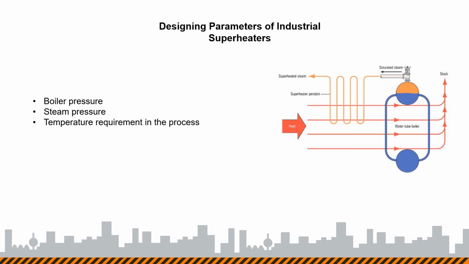The designing parameters of an industrial superheater. Three important parameters for designing an industrial superheater are the boiler pressure, the steam pressure, and lastly the temperature requirement in the process.